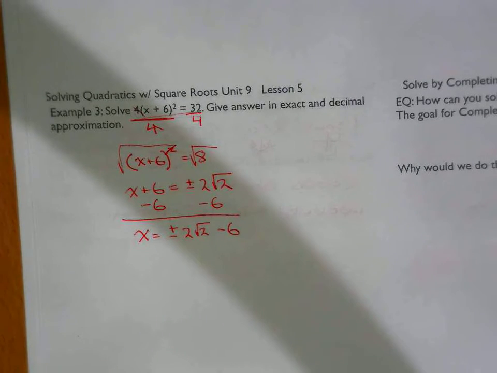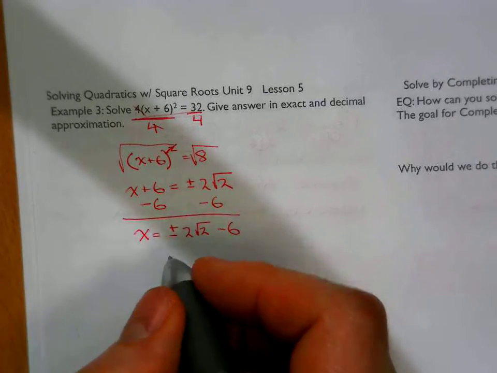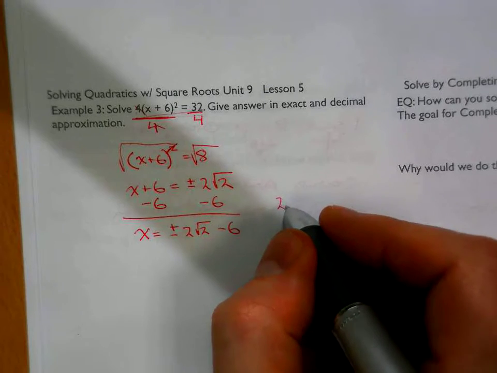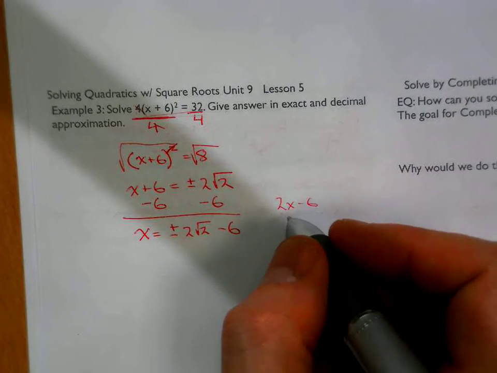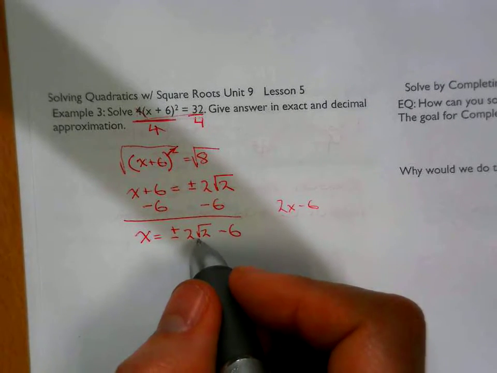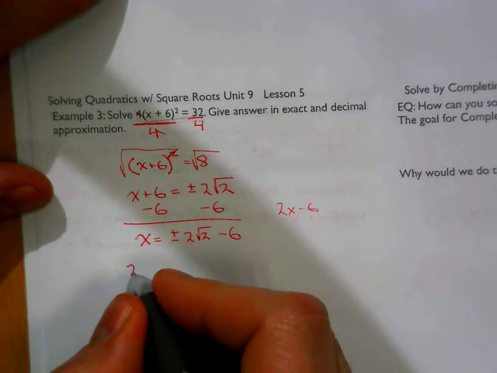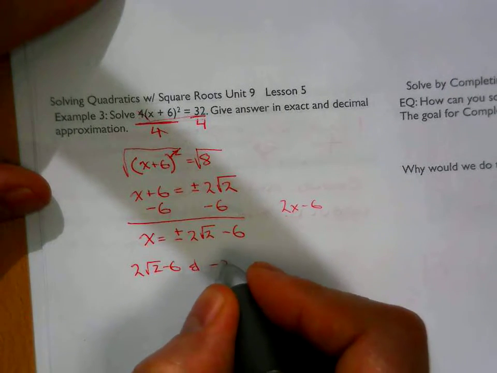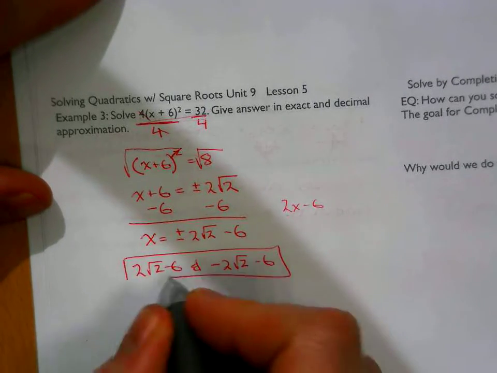Some students want to make this like negative 4 radical 2. They'll try to combine them, but don't. This is actually the final answer. It's a little bit like saying 2x minus 6. I would never combine these to make it negative 4x. Okay? This is like that. Okay? So in exact answer, I've got 2 radical 2 minus 6 and negative 2 radical 2 minus 6. So that's my exact answer.